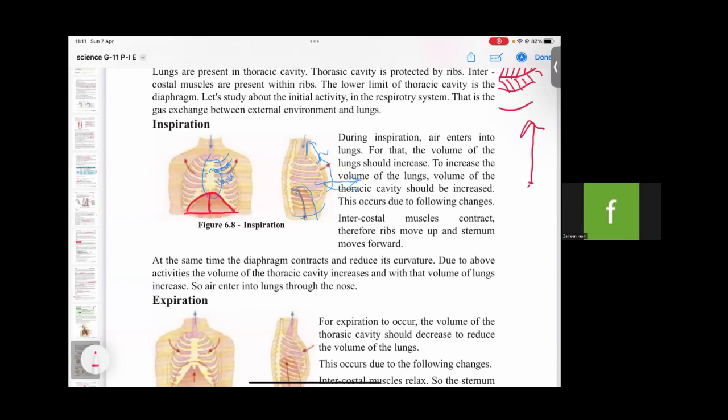So now you have this whole area of lungs. At that time, what will happen? The volume of the thoracic cavity will increase so that the pressure will decrease. So air will enter into the lungs through the nose.